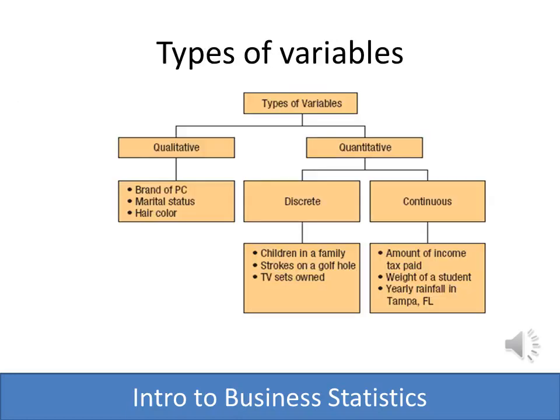Well, you probably understood we're going to get a little bit more complex as we go, and now we're going to introduce you to the different types of variables. You can see that there's two broad categories, qualitative and quantitative, and then there's some subcategories within that, and we're going to spend just a couple of minutes talking about these different categories.